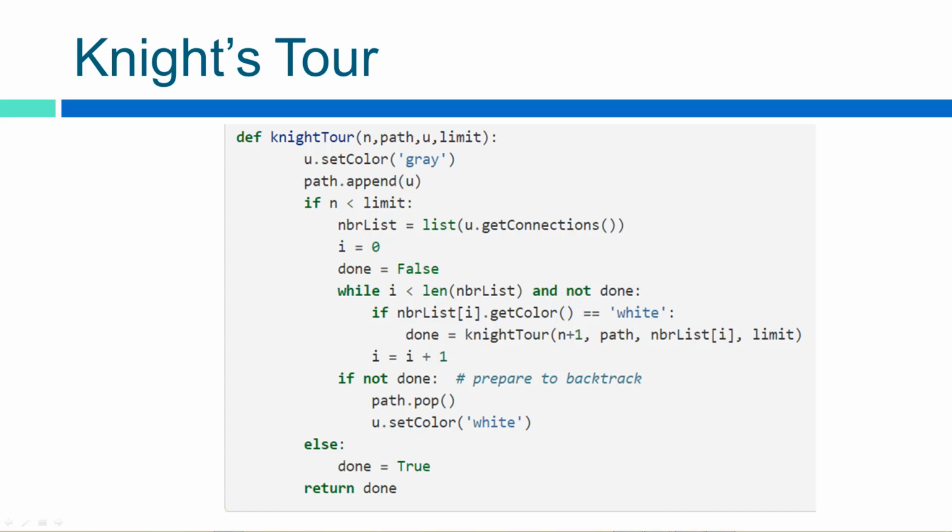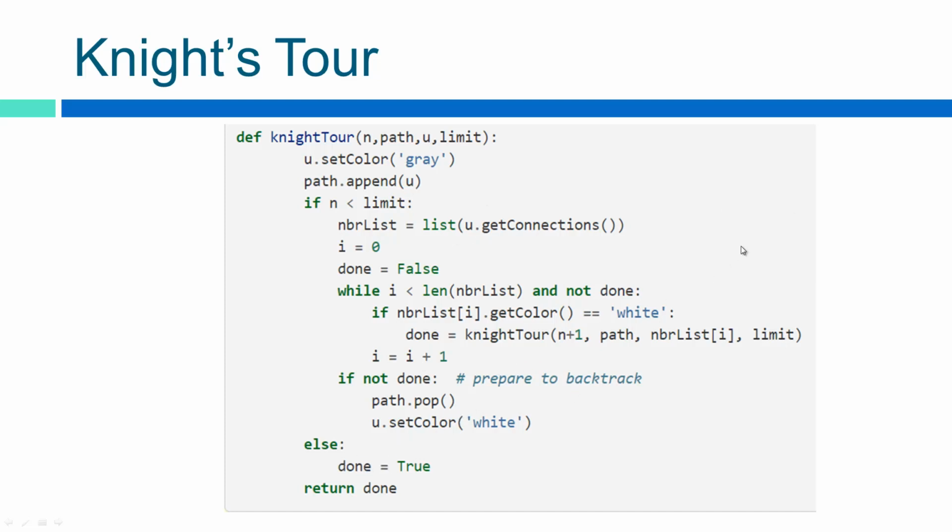You'll notice that our function is using colors to keep track of which vertices in the graph have been visited. Unvisited vertices are colored white, and visited vertices are colored gray. And if all the neighbors of a particular vertex have been explored, and we have not yet reached our goal length of 64 vertices, then we've reached a dead end. And when we reach a dead end, we have to backtrack. Backtracking happens when we return from the Knight Tour function with a status of false. If you return with a status of false, meaning done was never set equal to true, it means you have to backtrack.